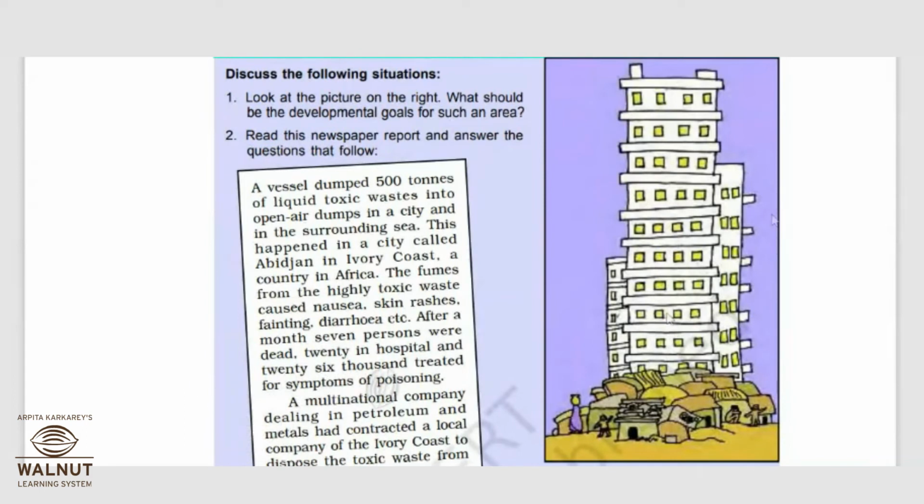See here, there is a huge building also, and there are these slum type huts present right next to it. So what should be the development goal for this country or this area? Yeah, there are a lot of slum houses beside the building. So I guess the development goal for this particular thing would be removing the slum area and developing it into several shops or converting it into malls.